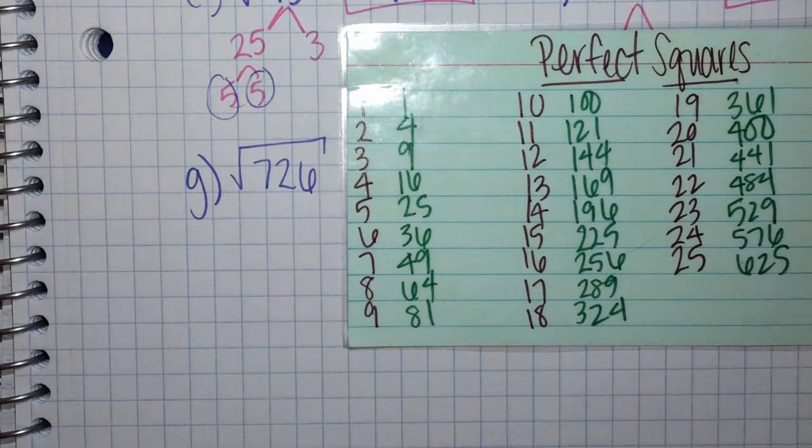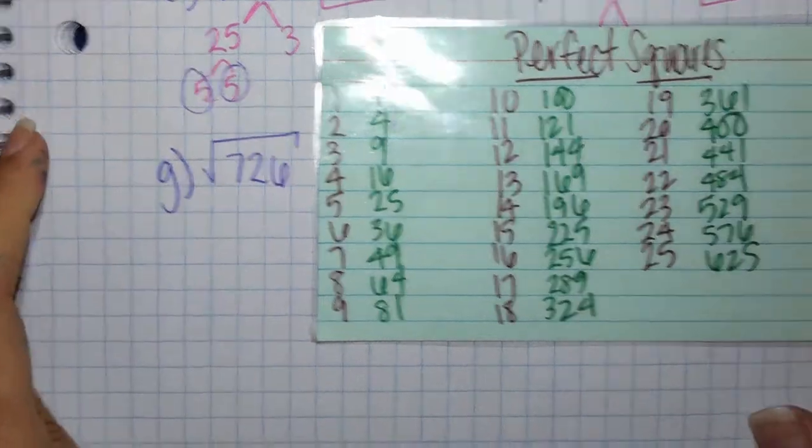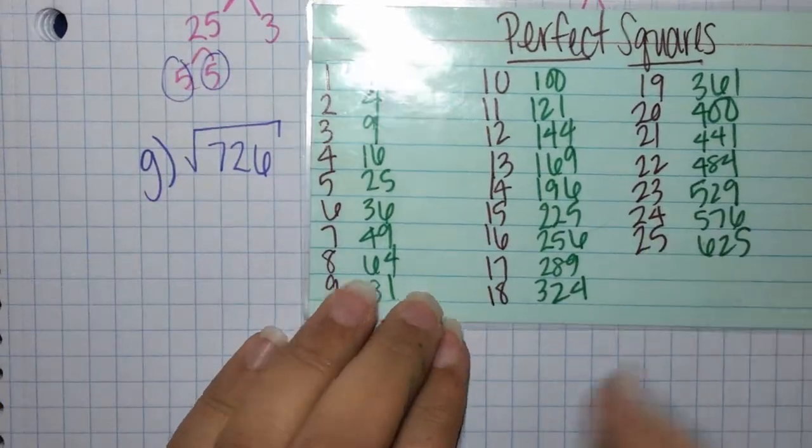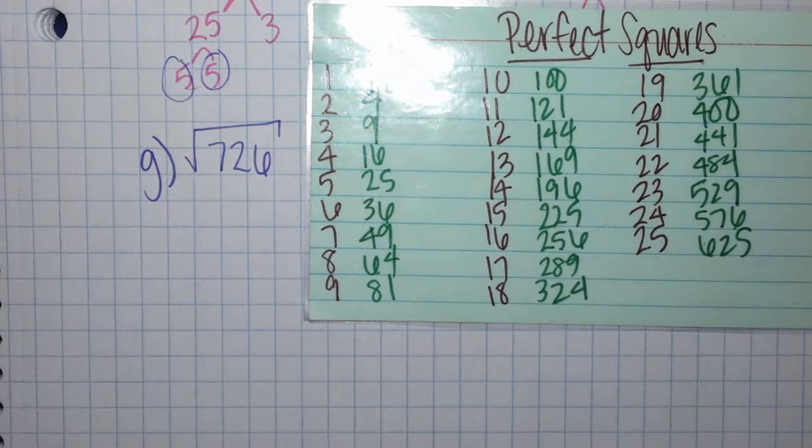Stop it. If you need to remake your perfect square card, I would, because you're going to have a test on 17 through 25 on Wednesday. Oh, no. This Wednesday, Paul. There we go.